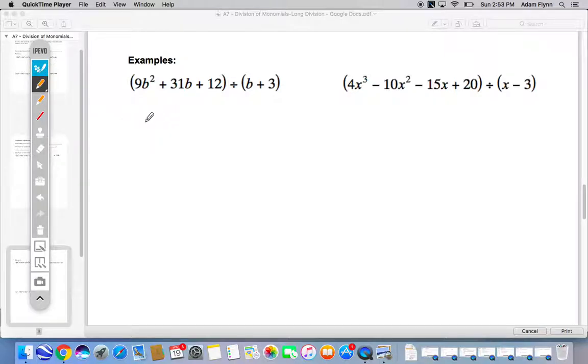So let's rewrite this. I have b plus 3, and inside my box I have 9b squared plus 31b plus 12.